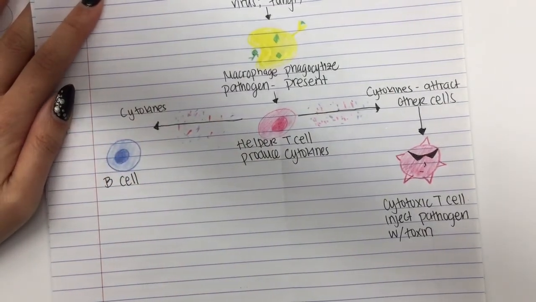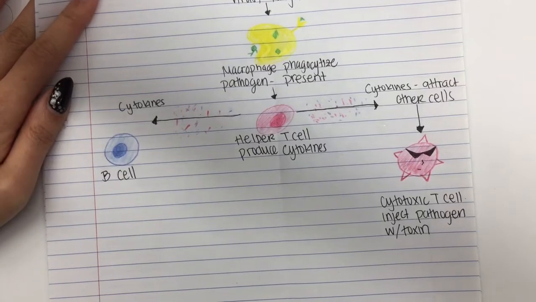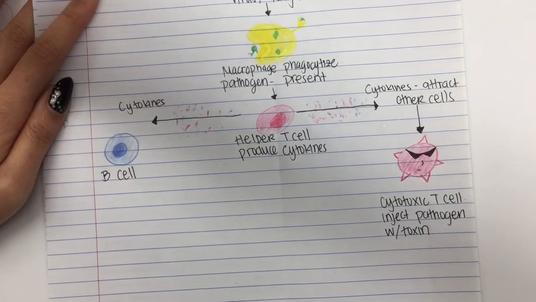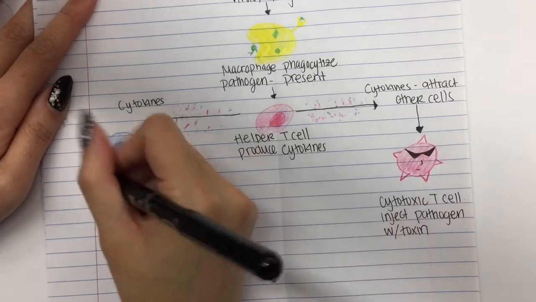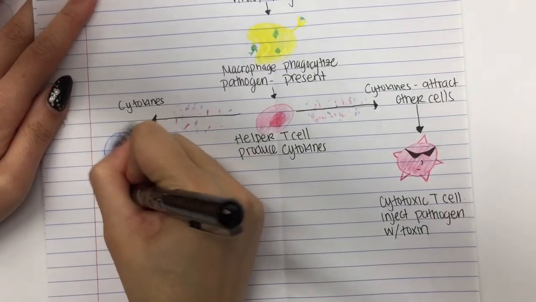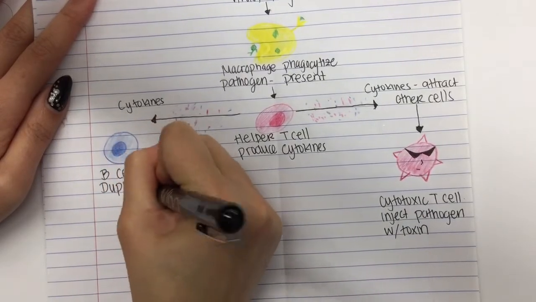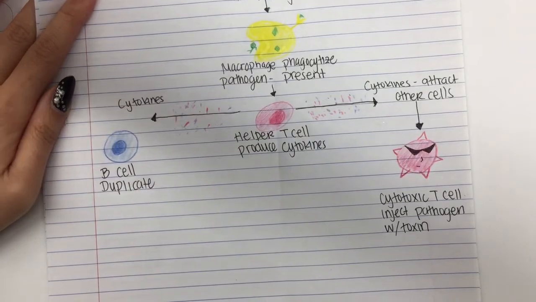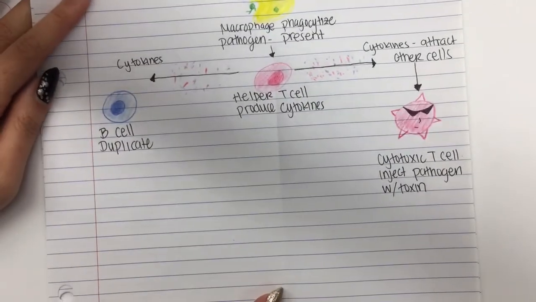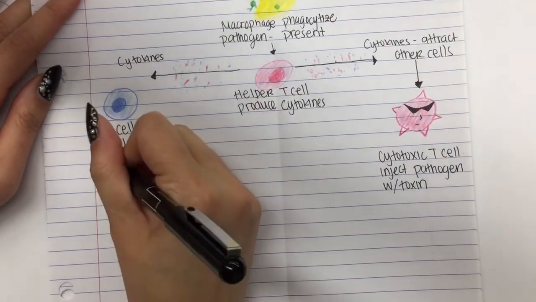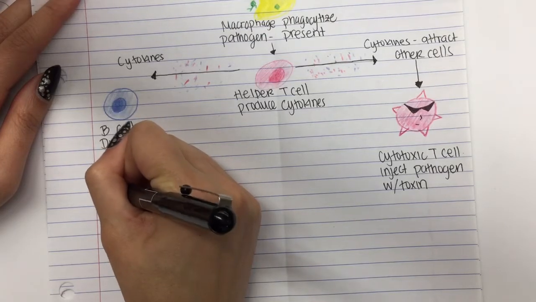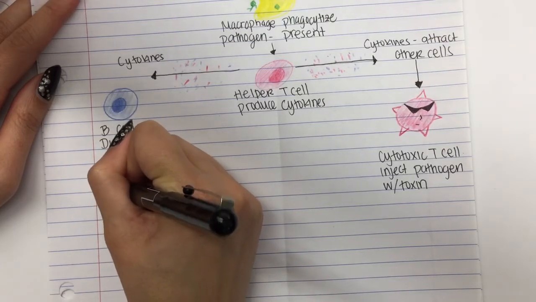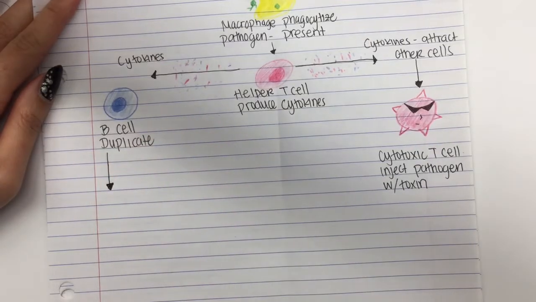And B cells, as you said during the opener, don't directly attack. What they'll do is they'll make copies of themselves first. So B cells will duplicate. And the copies that they make will either have one job or a different job. Some of the B cells that are duplicated will actually turn into plasma cells.